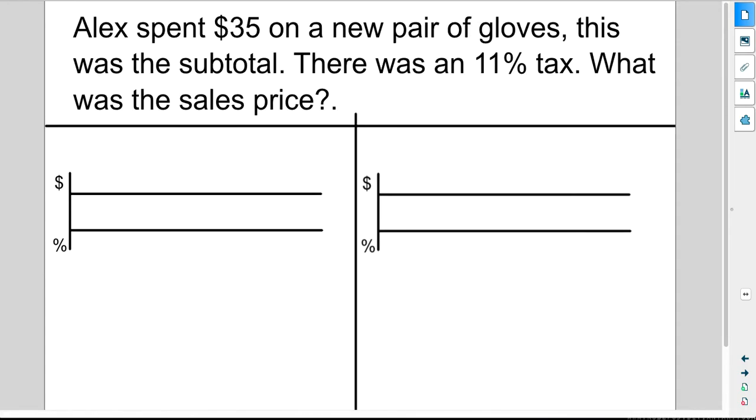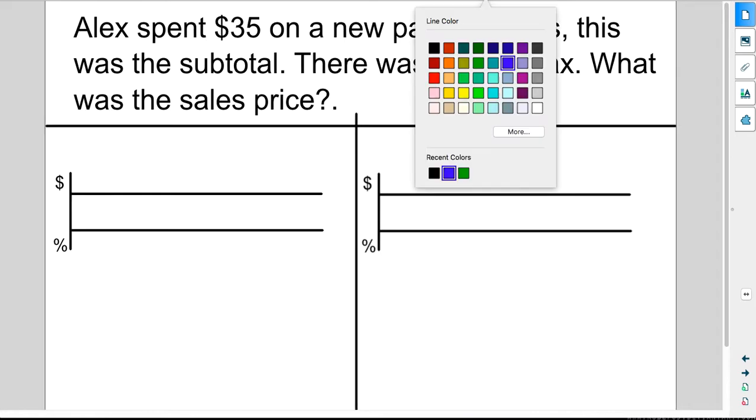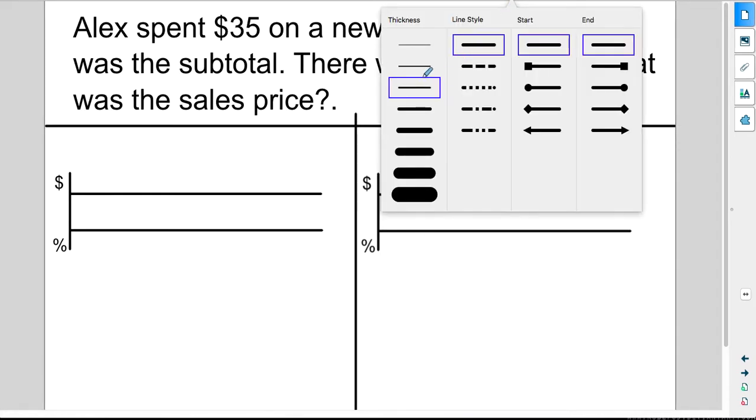For our first example, we see that Alex spent $35 on a new pair of gloves, and that was the subtotal. There was an 11% tax, and we want to know the sales price. For problems like this involving tax, where they give you the total of an item and they want to find the new price, or if they give you a coupon and they want to find the new price, there's actually two ways of doing this. I'm going to show you one of the ways, and then I'll show you the other way, which is very similar.